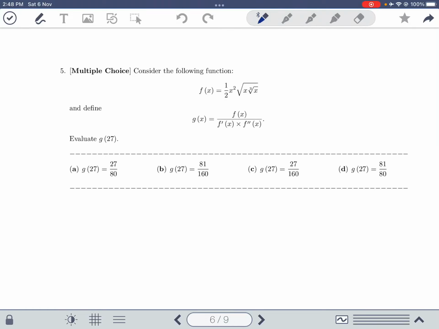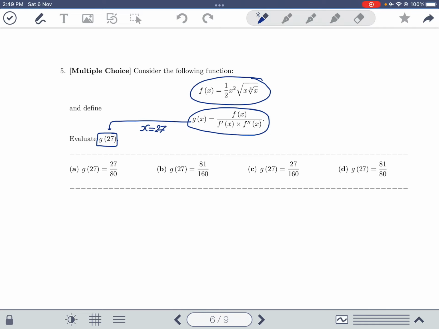Okay, in this question, we have the following function f of x, and we define g of x to be this ratio. The question is to evaluate the function g at x equal 27. So just put x equal 27 in the formula for g. That is the question, and then choose the choice from A, B, C, or D.